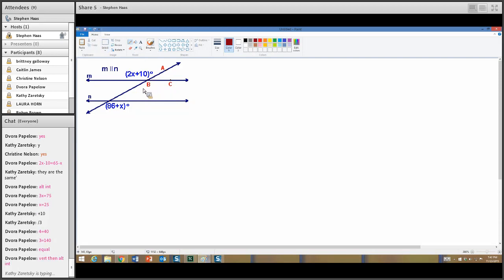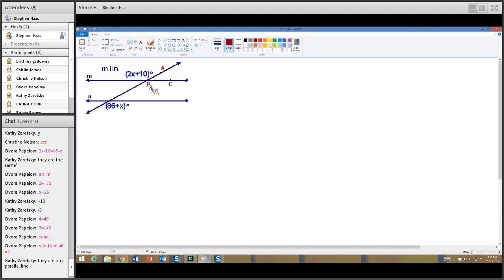You can use it in a few different ways. You can say that this has to be equal to b because they're vertical, and then b, let's say for example, has to be equal to d because b and d are alternate interior, and then d and the 86 plus x have to be equal to each other because of verticals. So we know that 2x plus 10 equals 86 plus x.